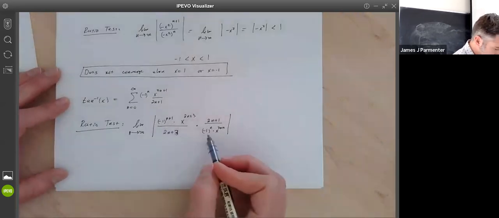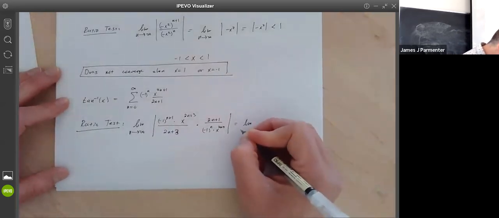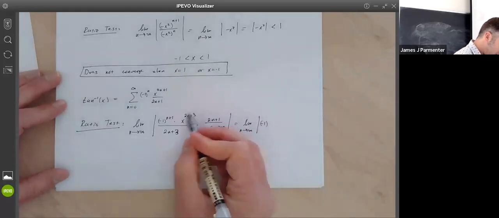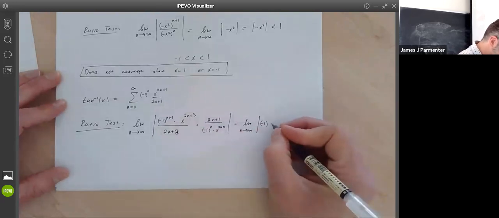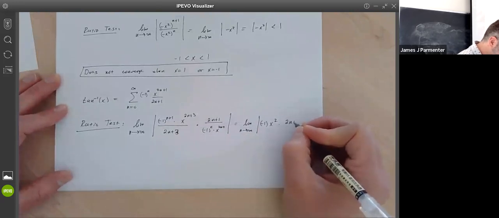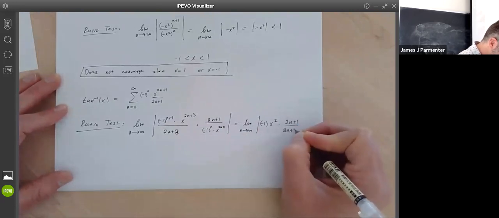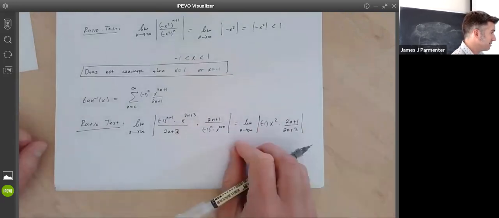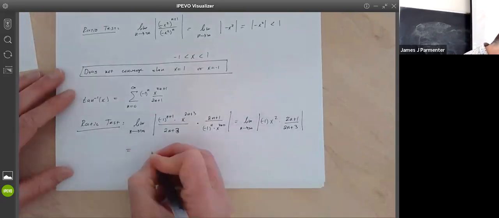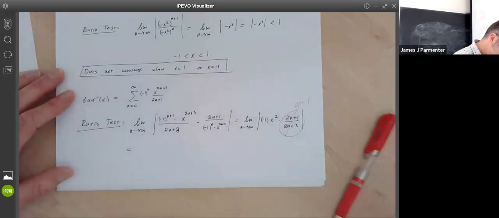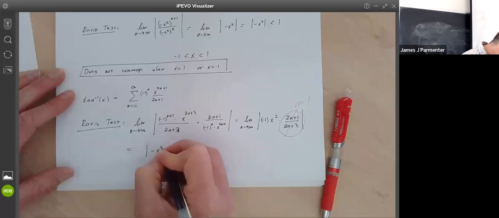So the -1 to the n plus 1 over the -1 to the n becomes just a -1. The x to the 2n plus 3 divided by x to the 2n plus 1 just becomes an x squared. And the 2n plus 1 over 2n plus 3, well, that's going to stick around, but all of you should be able to tell me that the limit as n goes to infinity of 2n plus 1 over 2n plus 3 is what? Yes, exactly. It's 1. So I'm going to get the absolute value of negative x squared.